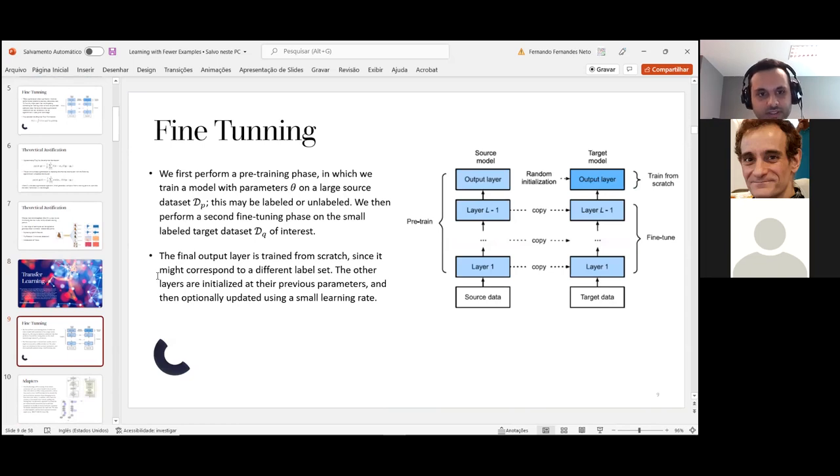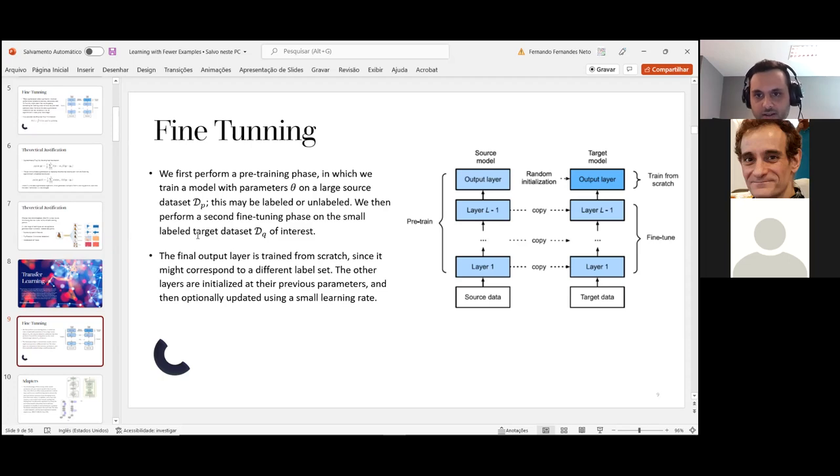So in this setting, we first perform a pre-training phase in which we train a model with parameters theta on a large source data set DP. And this may be labeled and unlabeled. And then we perform a second fine-tuning phase on this small labeled target data set called DQ of interest. And the final output layer is trained from scratch since it might correspond to a different label set. So basically the other layers are initialized at their previous parameters and then optionally updated using a small learning rate.